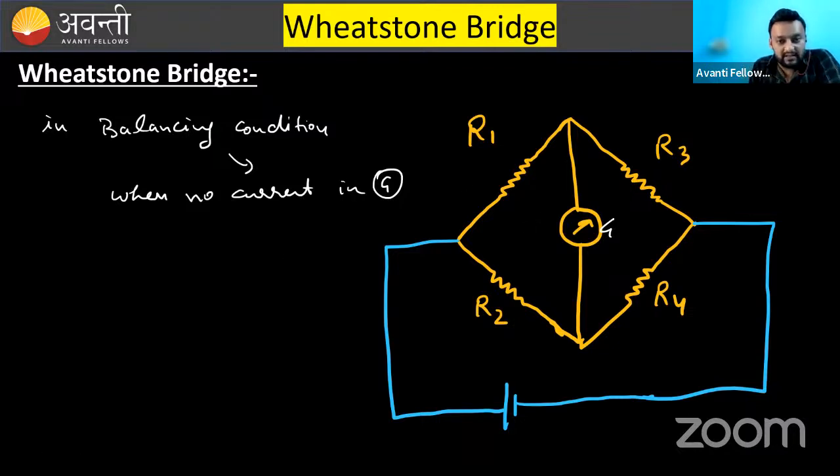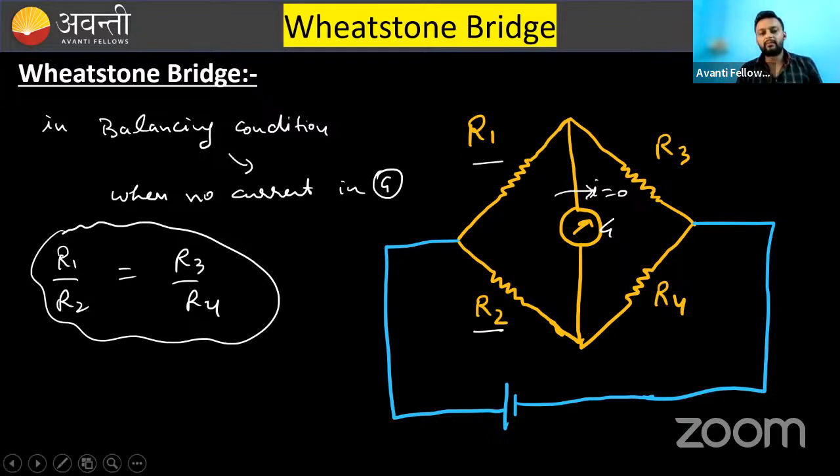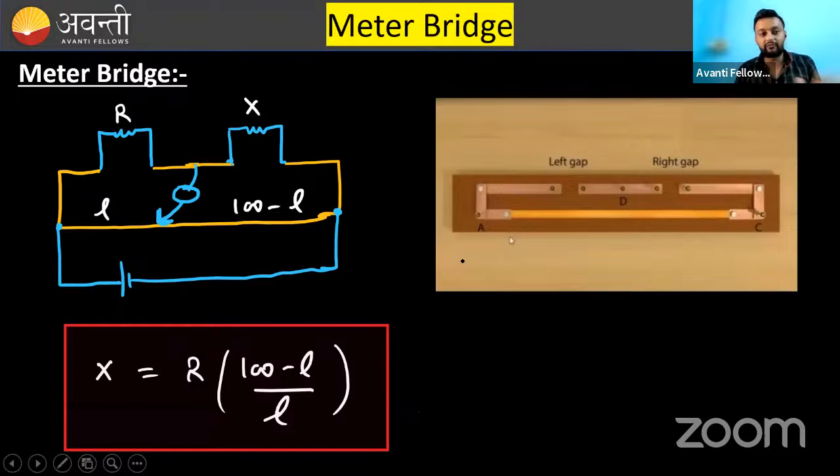And what it signifies is that the ratio of these two resistors, R1 by R2, is equal to R3 by R4. This is the Wheatstone bridge condition. And in balancing condition, there is no current in the galvanometer. This is the simplest thing. Now, again, moving further to the meter bridge.